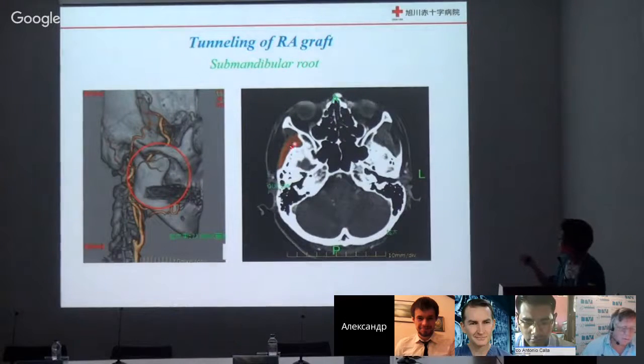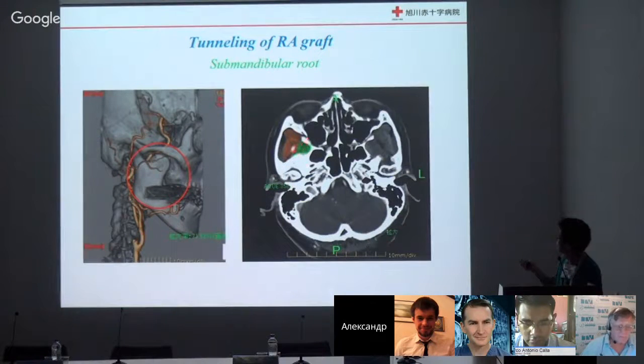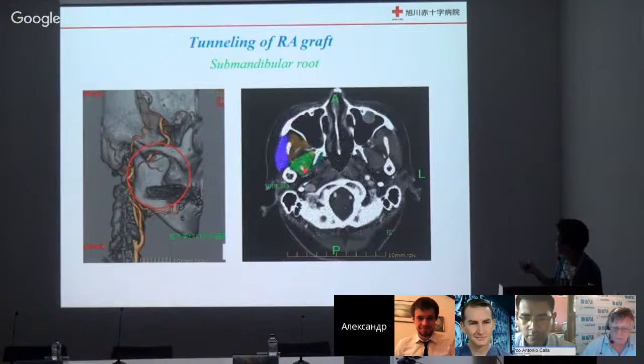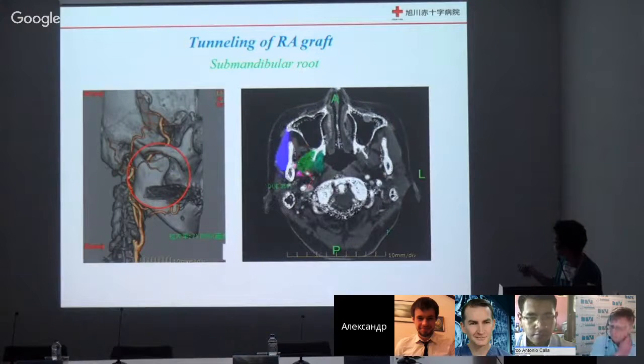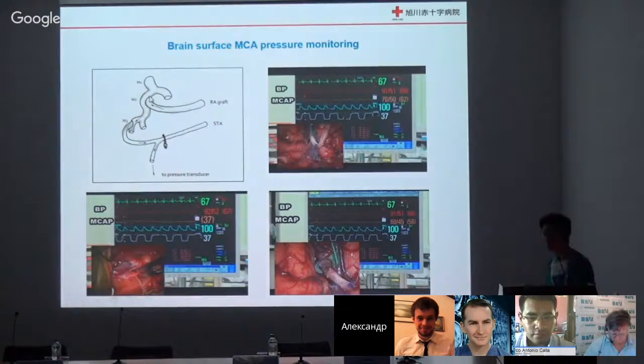This is the graft route. This is the temporal muscle. This is the radial graft. This is the lateral pterygoid muscle. This is the medial pterygoid muscle. This is the masseter muscle, temporal muscle, lateral pterygoid muscle, and it comes to the neck. This is how to create the graft tunnel.